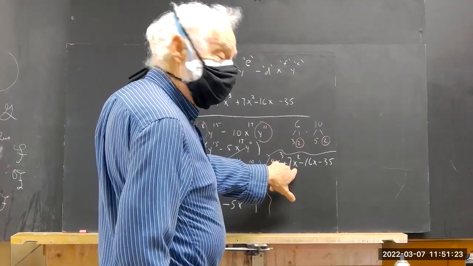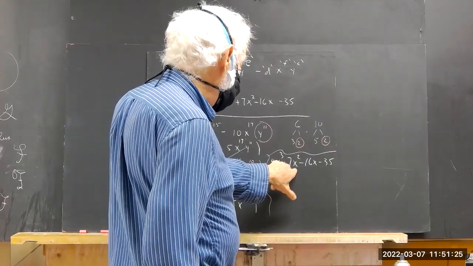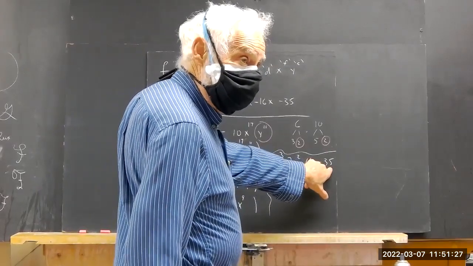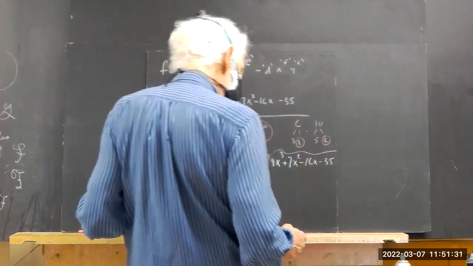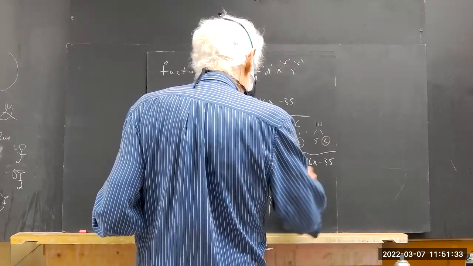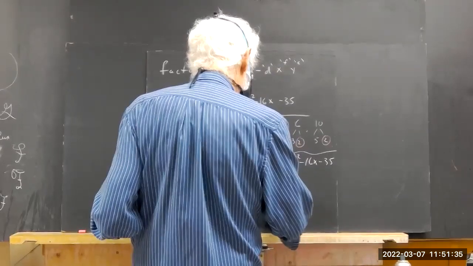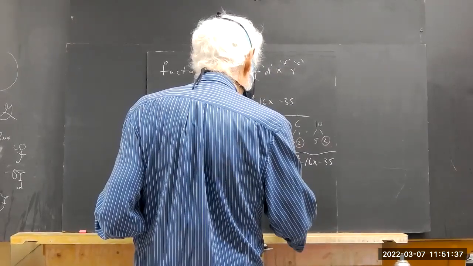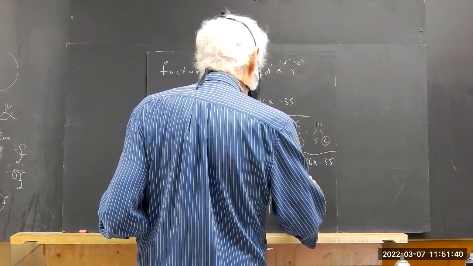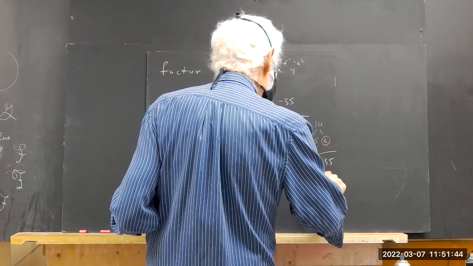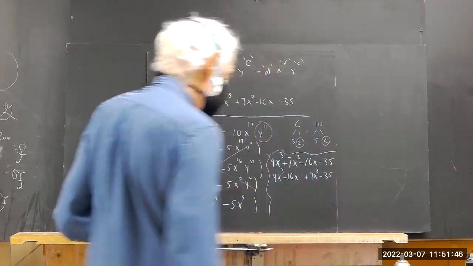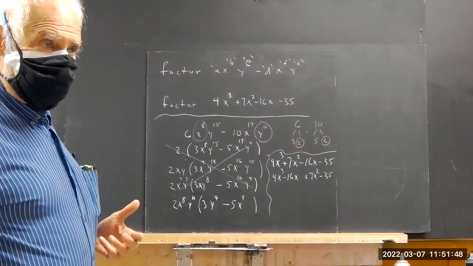You could factor an x out of these two. There's not much of anything you could factor out of these two, right? So what you do is you try this. You say, well, let's see. Let's group the x cubed with the x term, and the 7x squared and the minus 35.